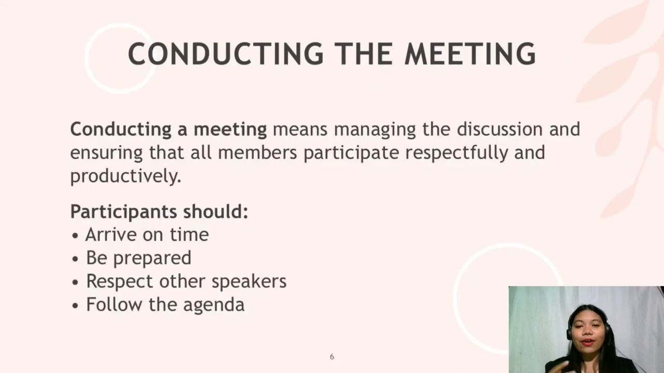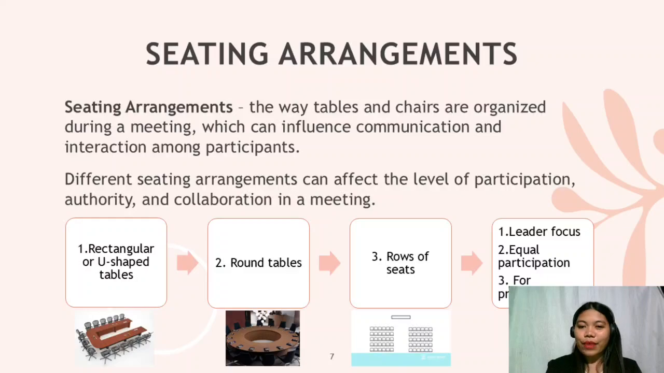Also, we do have seating arrangements. Seating arrangement is the way tables and chairs are organized during a meeting, which can influence communication and interaction among participants. Different seating arrangements can affect the level of participation, authority, and collaboration in a meeting.